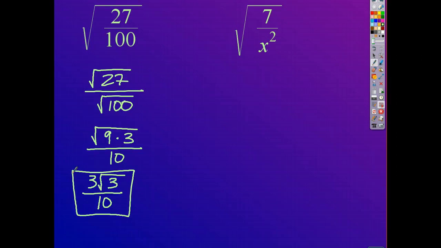Okay. So why don't you go ahead and try the radical 7 over x squared. Try that one. All right, hopefully the first thing you did here is you broke it up, square root of 7 over the square root of x squared.